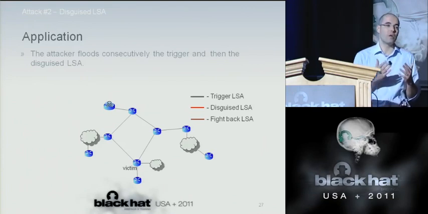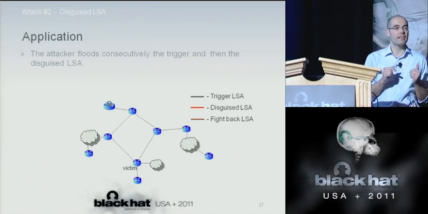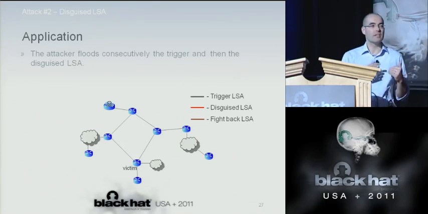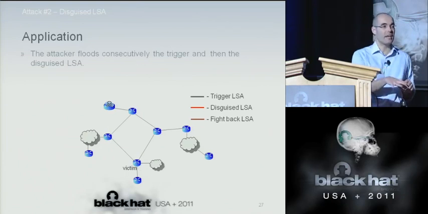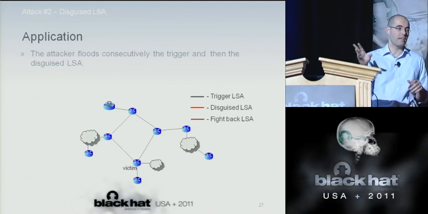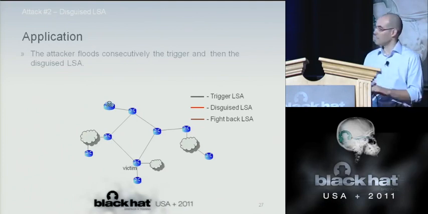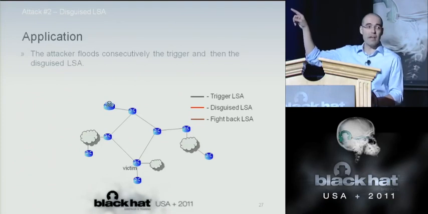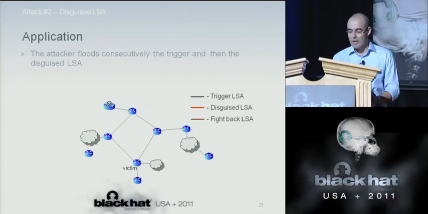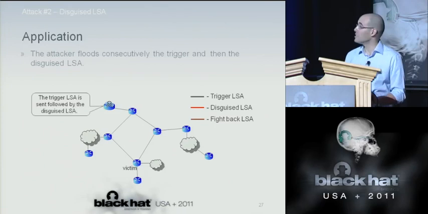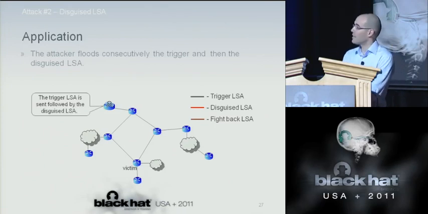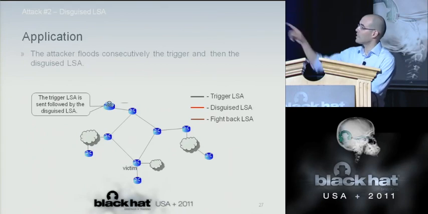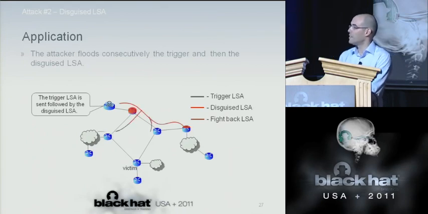The attacker will flood the trigger LSA, and after it will flood the disguised LSA on its local link. It will not send it unicastly, but just on its local link. So notice that the trigger LSA will be marked in black, and the disguised LSA will be marked in red. So here it goes. So the attacker will trigger now the two LSAs. Here you see the trigger, and then after it, the disguised LSA.